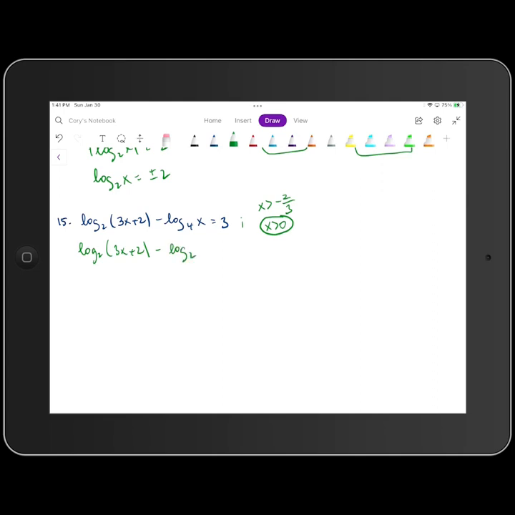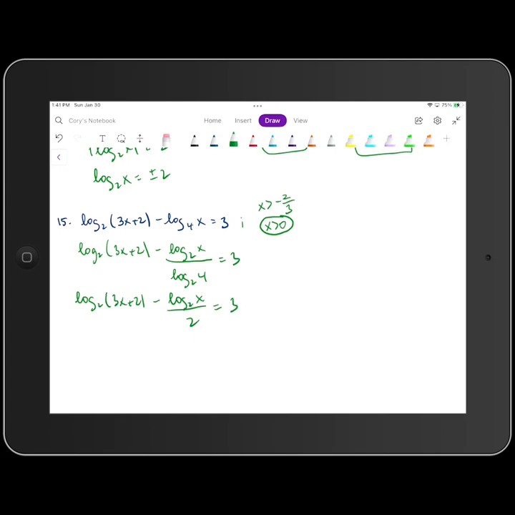Okay, so to do that, we're going to take the log base 2 of our original argument x divided by the log base 2 of my original base 4. And we know that the log base 2 of 4 is equal to 2.